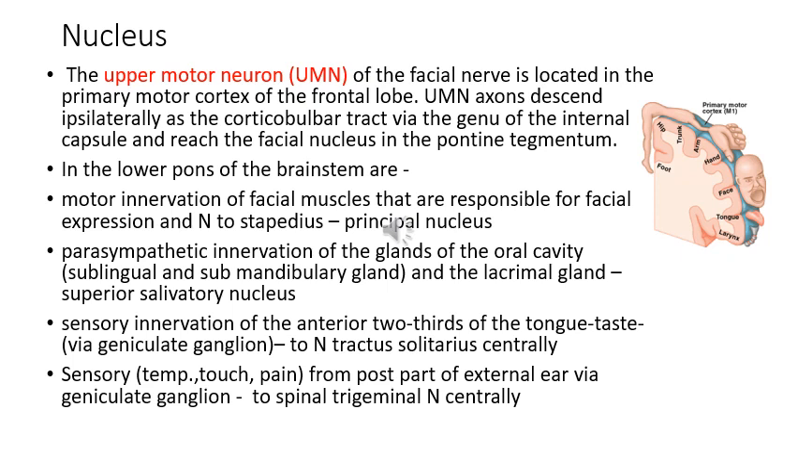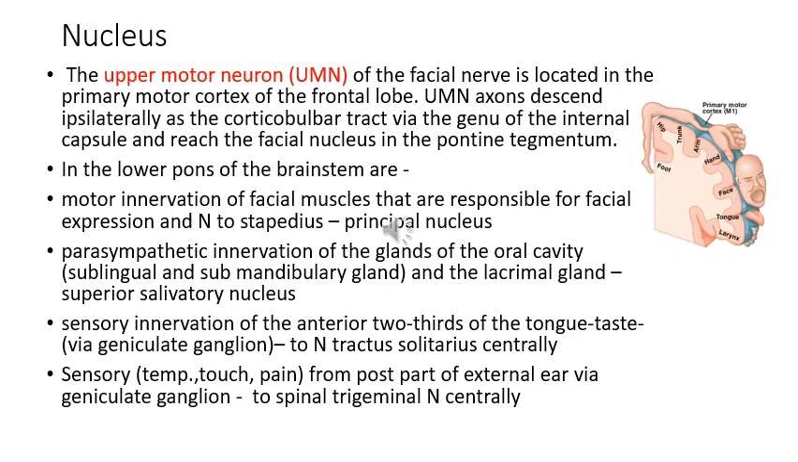Okay, so in the lower pons of the brainstem, now we will see the nuclei which are situated in the pons, which are related to the origin of the facial nerve. As I told, this is a combination of various motor, sensory and parasympathetic nuclei. So now we will see each one in detail. The first is the principal nucleus.